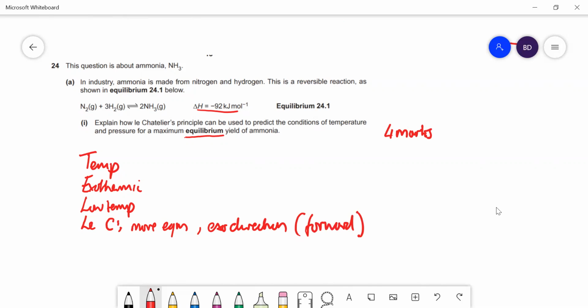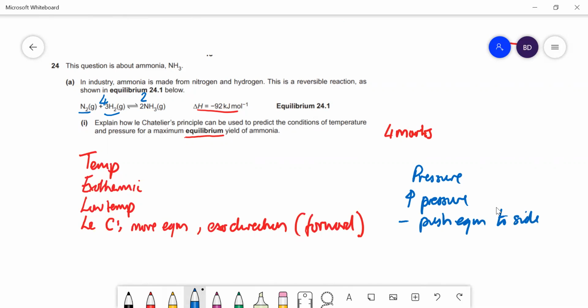Right, now we need to think about pressure. So the pressure, we have got 1 plus 3. We've got 4 gas moles on the left and only 2 gas moles on the right. So that means we want to use high pressure, increase the pressure. And Le Chatelier tells us that will push the equilibrium to the side with the fewest gas moles. And worthwhile stating, we've got 4 on the left and only 2 gas moles on the right. Okay, that's 4 marks there. That is all you need to say.